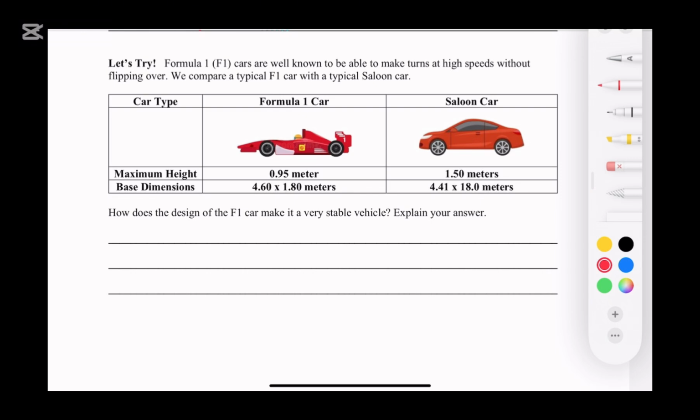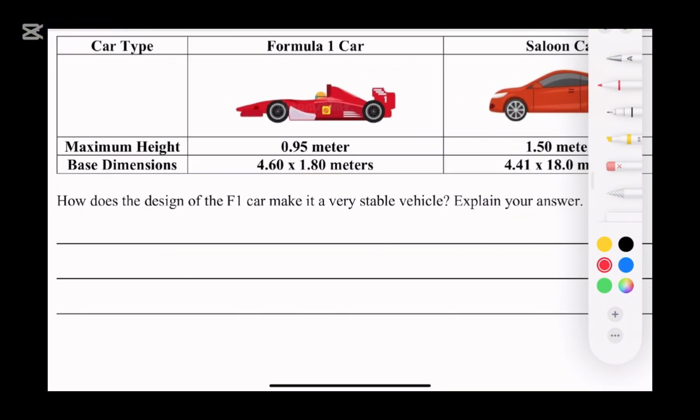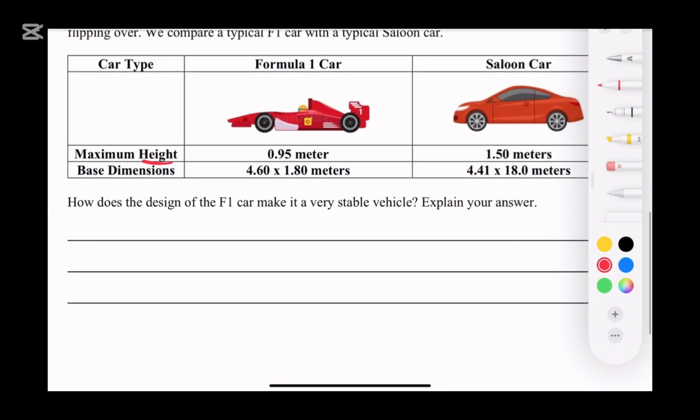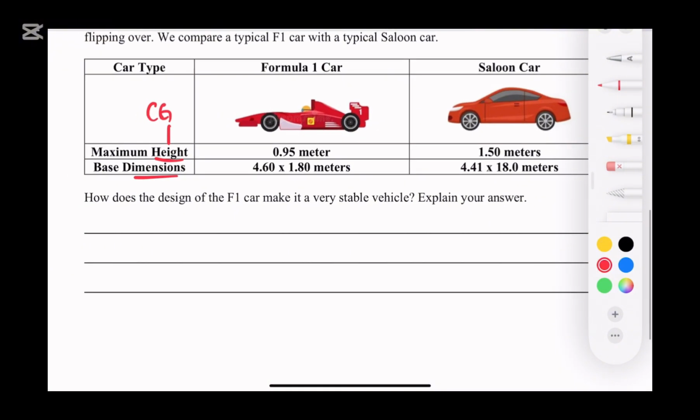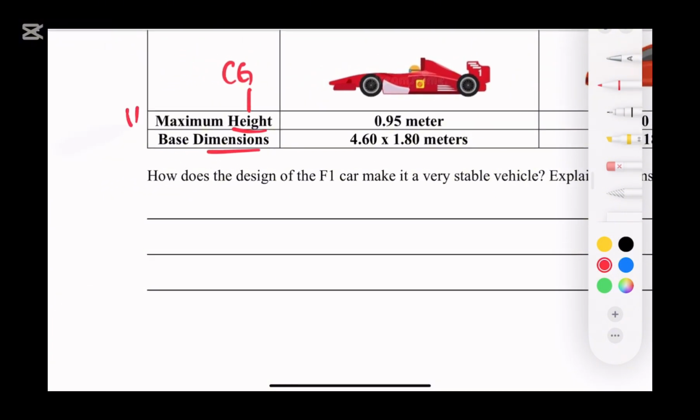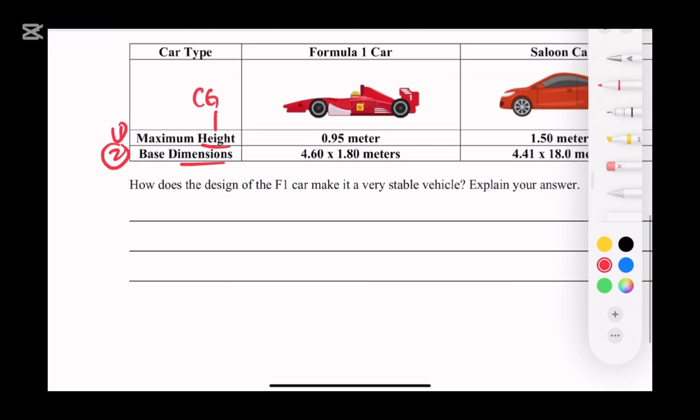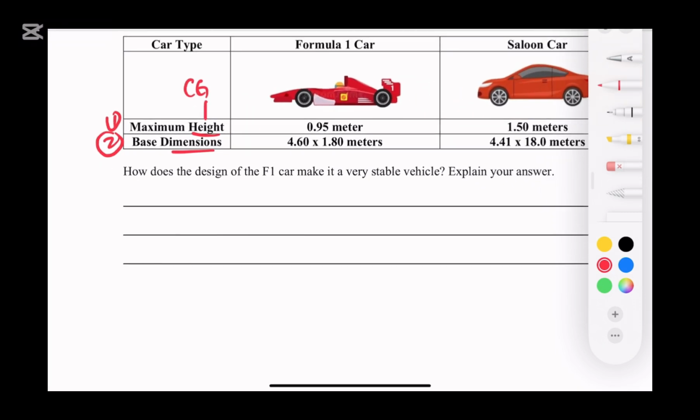Okay, so here we have F1 car and the usual salon car, the usual car that you sit in. This question gives the maximum height, which kind of suggests for us the position of the CG as well, and also the base dimension. So this is the base area, right? So F1 is designed to be very stable, so it can navigate tight turns without flipping at high speeds. So how does this design make F1 a very stable vehicle compared to the usual salon car? So here, of course, you have two factors over here, which utilizes both the concepts, right, of low CG and wide base.